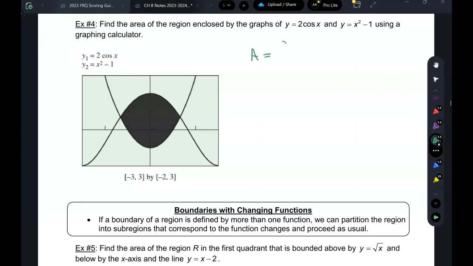Oh goodness, what is this? All right. Find the area of the region enclosed by the graphs of 2 cosine x and x squared minus 1. Which one is on the top? The 2 cosine x. And the one on the bottom is the x squared minus 1, because x squared minus 1 would be a parabola.